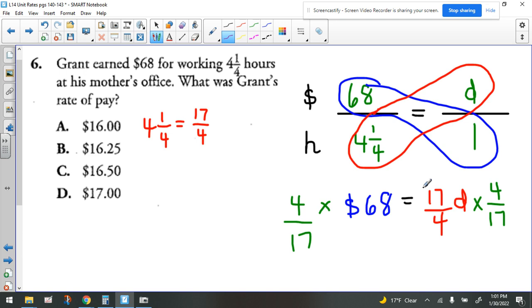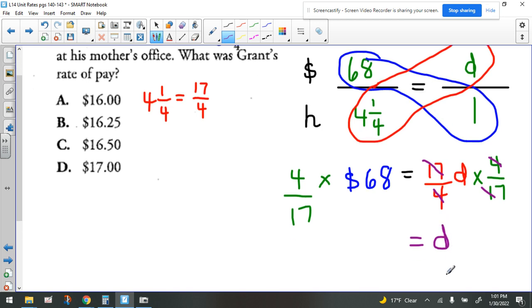On this side of the equation, this will all cancel out. It'll equal 1. 1 times D is going to equal D. So the only thing left you have to do, and it might be easier to stick a 1 underneath this, is you just have to find the product of these two things.